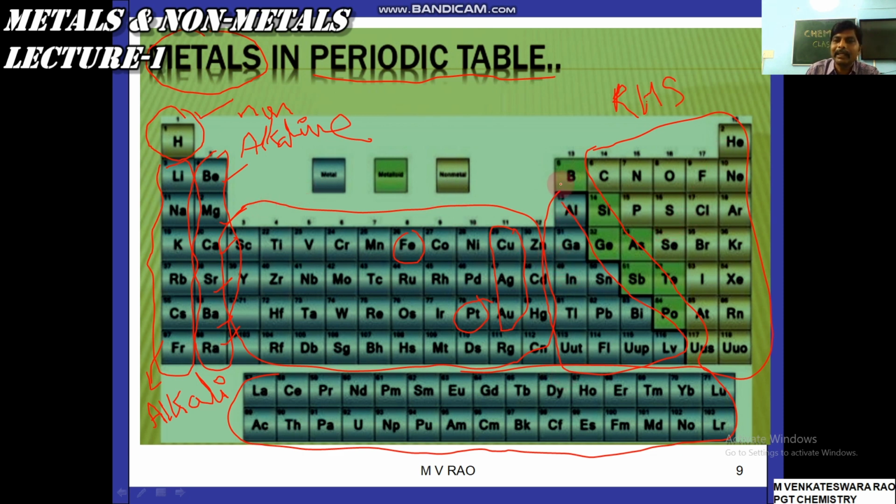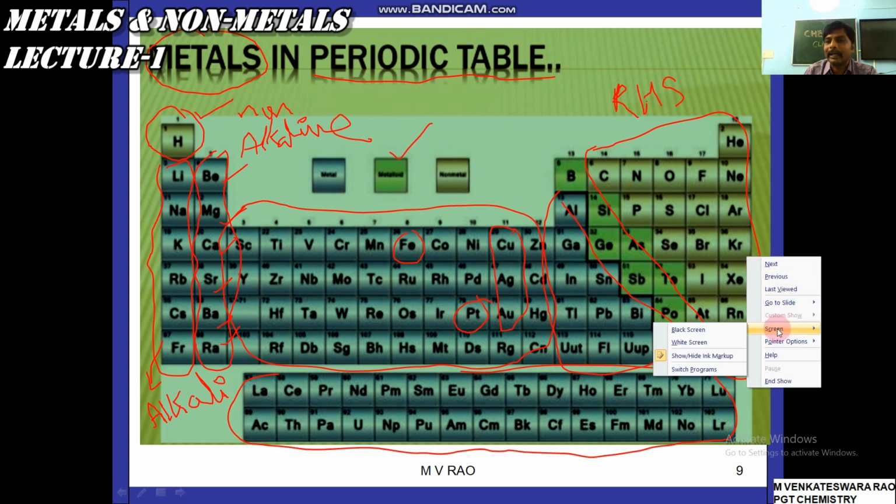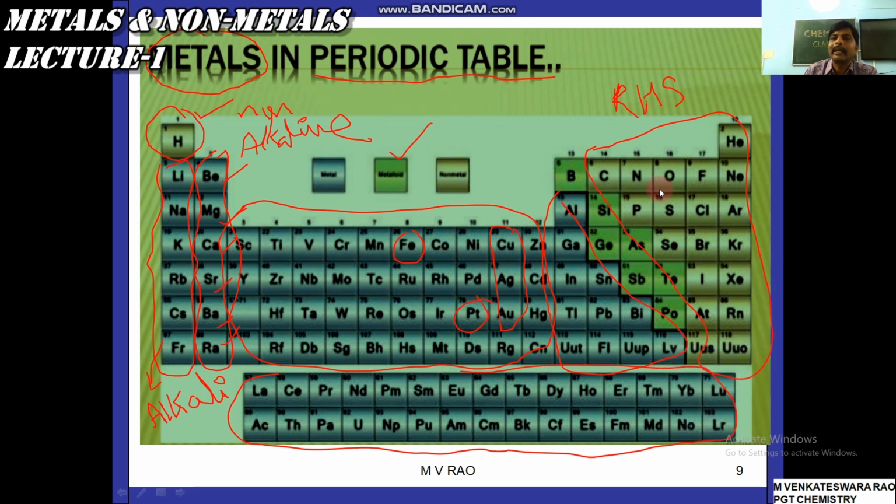Between metals and non-metals, some other elements are there: boron, silicon, germanium, arsenic, antimony, tellurium, polonium. These elements are called metalloids. These are metals: the left hand side and the bottom of the periodic table are metals. The right hand side is non-metals. Between metals and non-metals there is a zigzag line, and these elements are metalloids. So that is about the position of metals in the periodic table.